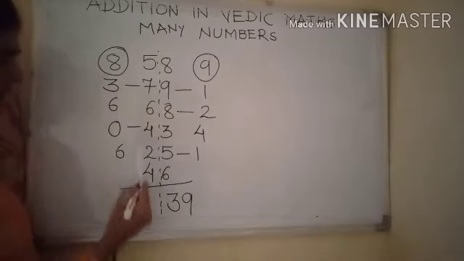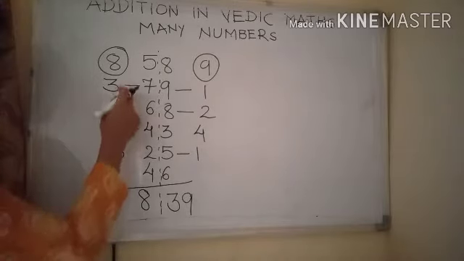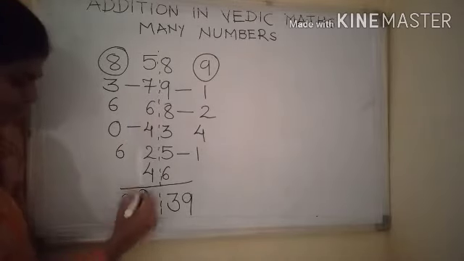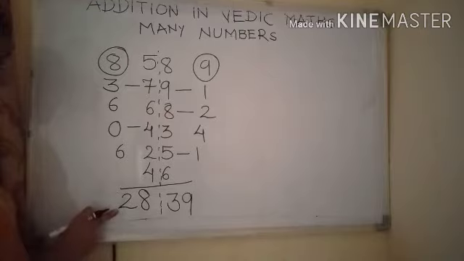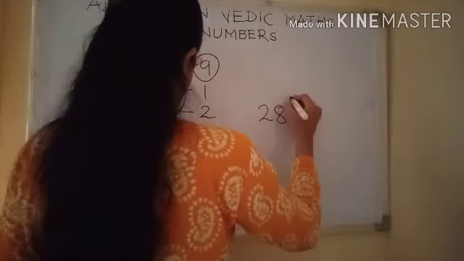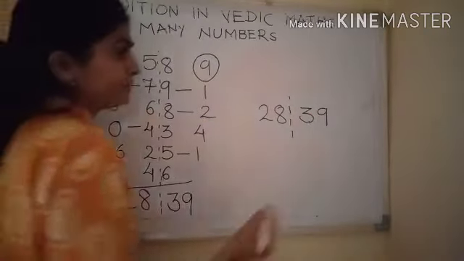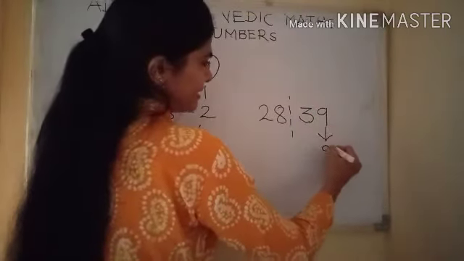Now this 3 and 5, that is non-carry combination, no hyphen, and 3 and 5 is 8. Last digit, that is 8. So 8 is written over here. How many hyphens? 2. So I have written 2 over here. What is the answer? 28 and 39. Now keep 9 as it is.